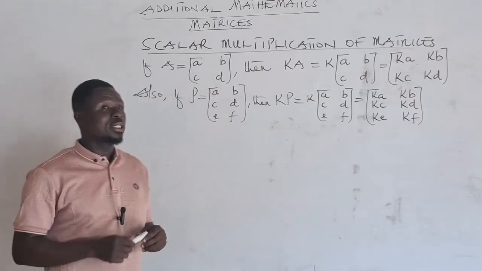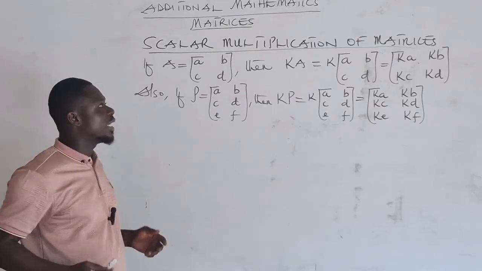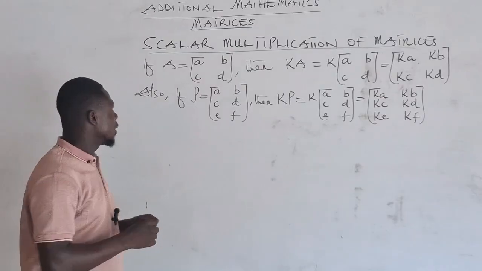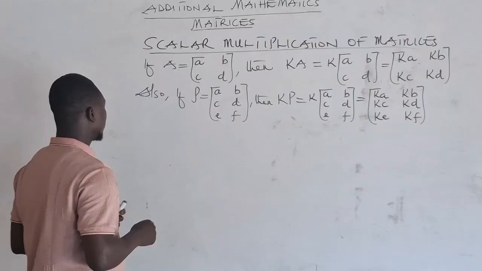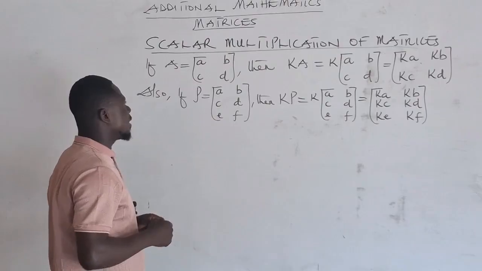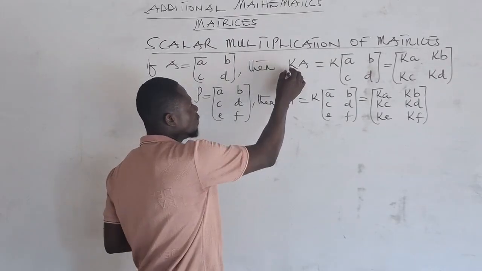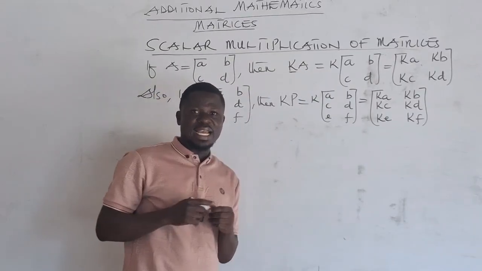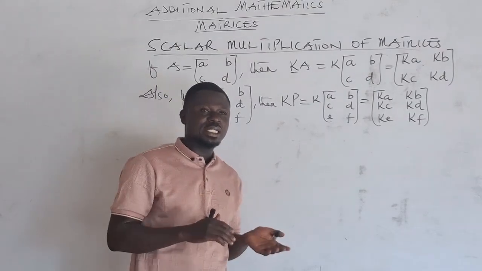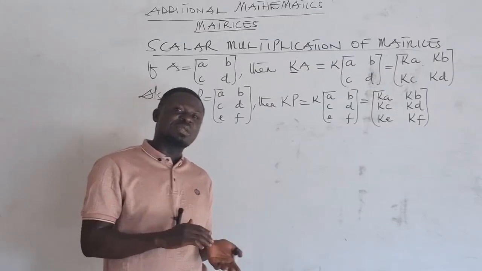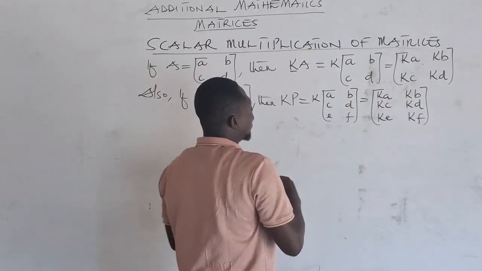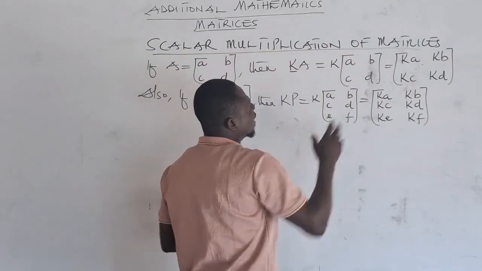In today's lesson, we're going to look at scalar multiplication of matrices. Let's look at what we have on the board. If matrix A is equal to a, b, c, d, then k is the scalar. The scalar can be a fraction, a whole number, a negative number, or a positive number. So kA means that we are going to multiply k by the matrix A.